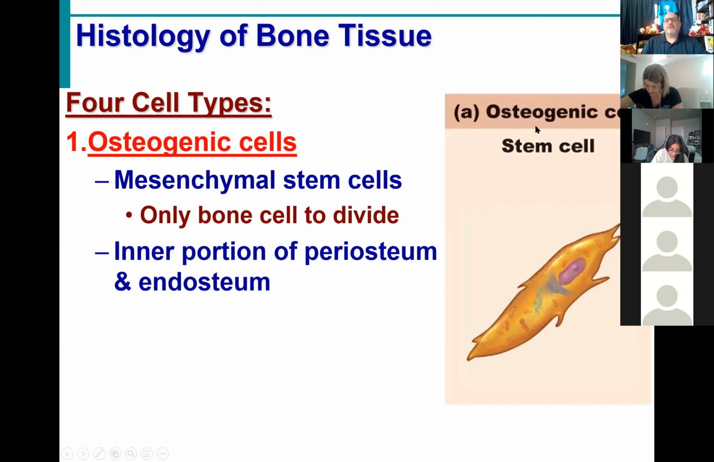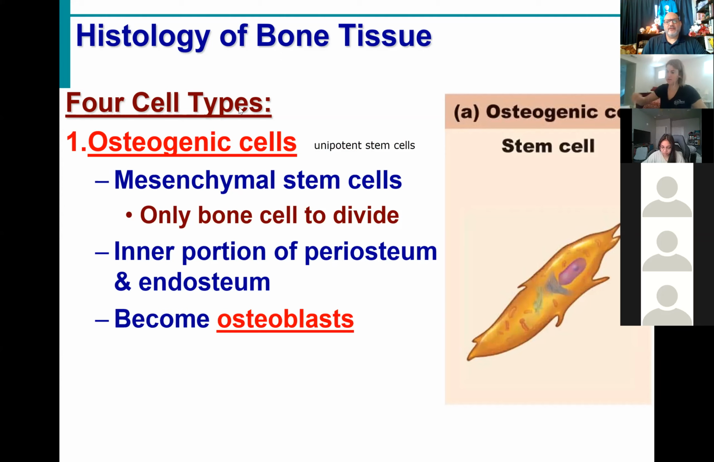All right. So one more piece to the puzzle. Osteogenic cells, as we mentioned, and I'll rewrite it here, are unipotent stem cells. So that means when they divide, they can become one thing and one thing only. And what is that one thing that you think they become? Osteoblasts, absolutely. There is one thing they can become. They become our immature bone cells.